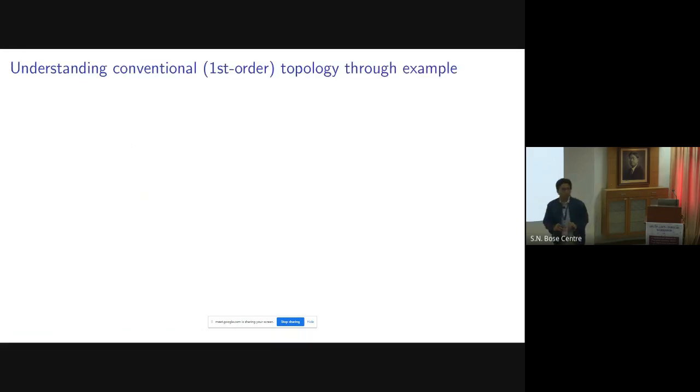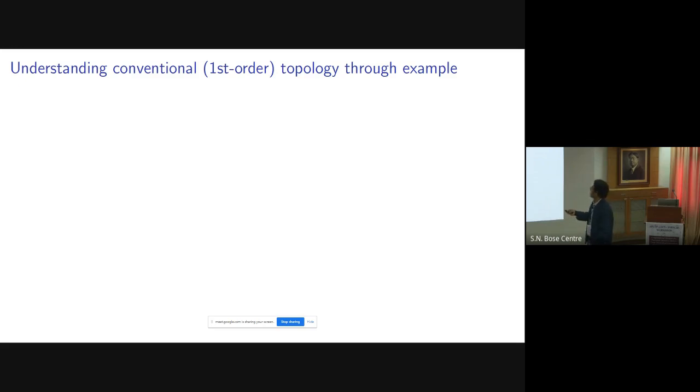Okay. So now we'll try to get an idea of what higher order topology is. But to do that, we first try to understand tutorially what is conventional topology, which I am now calling first order. It will become clear why we call conventional topological physics first order as we progress.